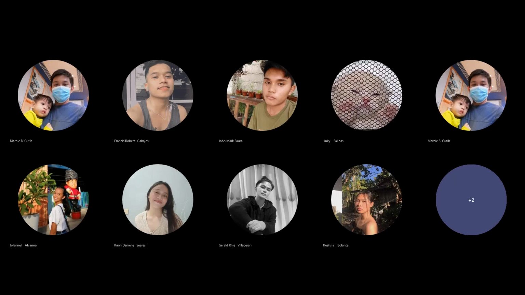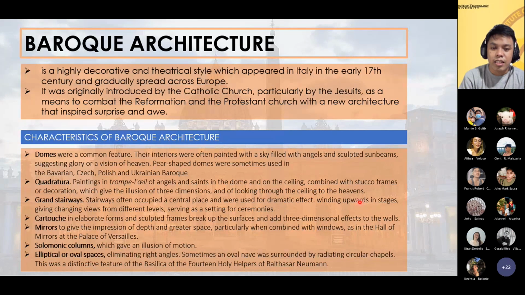Architecture. Some of the architects are not really into Gothic architecture, so they would want to go back to the classical styles. That is why they call it a rebirth of the classical, which is Roman and Greek architecture. So from the term rebirth, that era is now called Renaissance architecture.